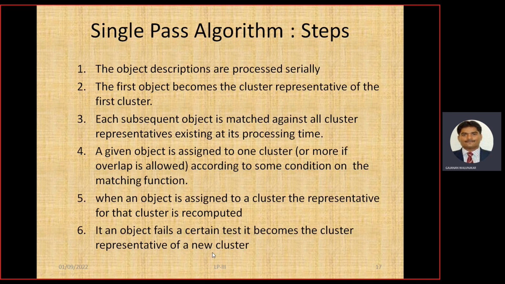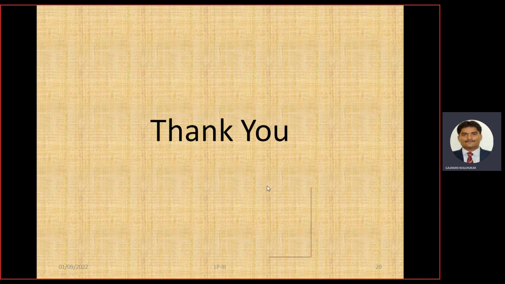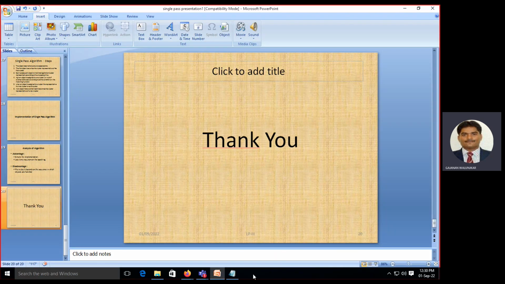That means whenever you insert an object into a particular cluster, you need to recompute the cluster representative value because it is going to change. Right? So you have to consider the new object and then find out the cluster representative value. So these are certain steps. Advantages of this simple single pass cluster: simple for implementation, less time required for searching, and the output depends on the sequence in which objects are handled. So this is the single pass clustering method.